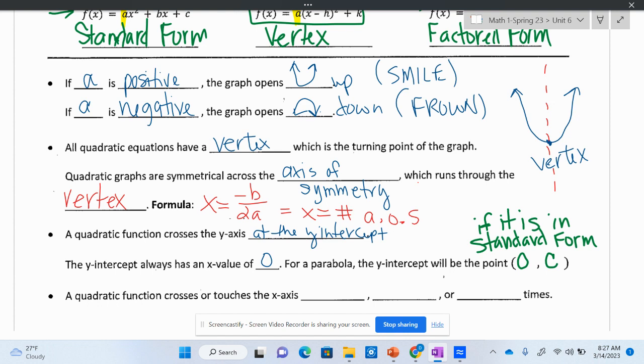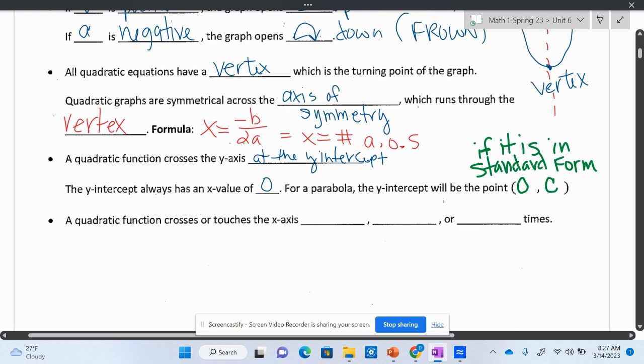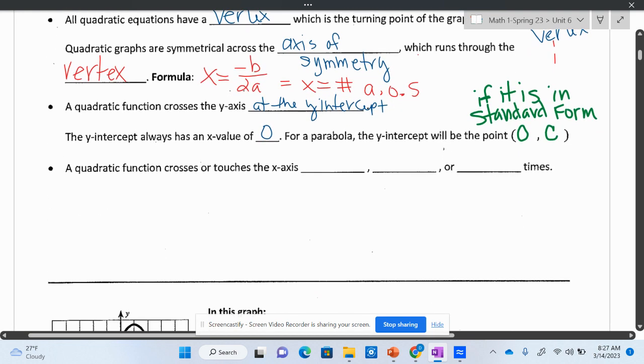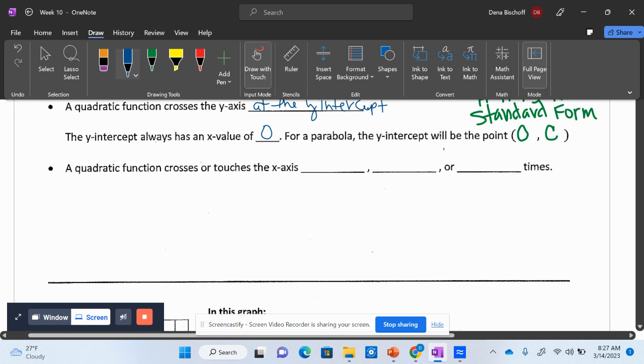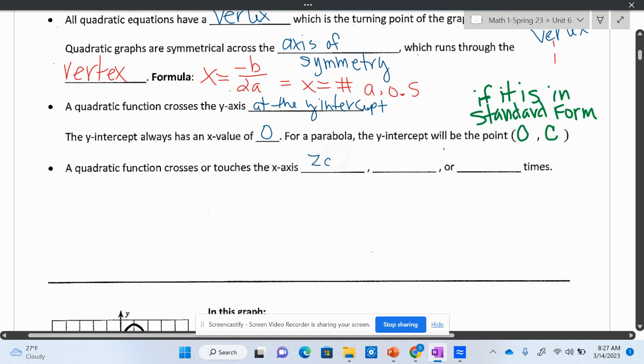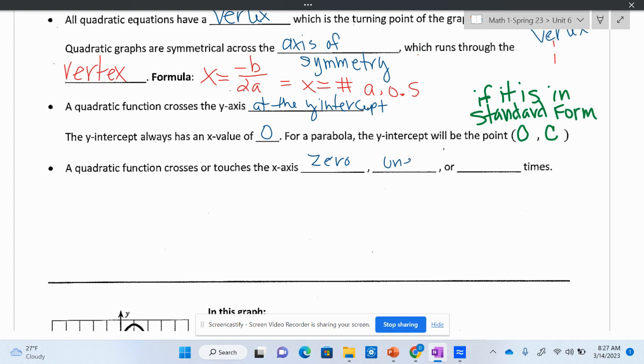Okay. We're going to slide up a little bit. Does everybody have this? Okay. So we're going to draw some pictures here in this space, and we're going to do some labeling. So it says that a quadratic function crosses or touches the x-axis 0 times, 1 time, or 2 times. And you can use the numbers instead of the words if you want.